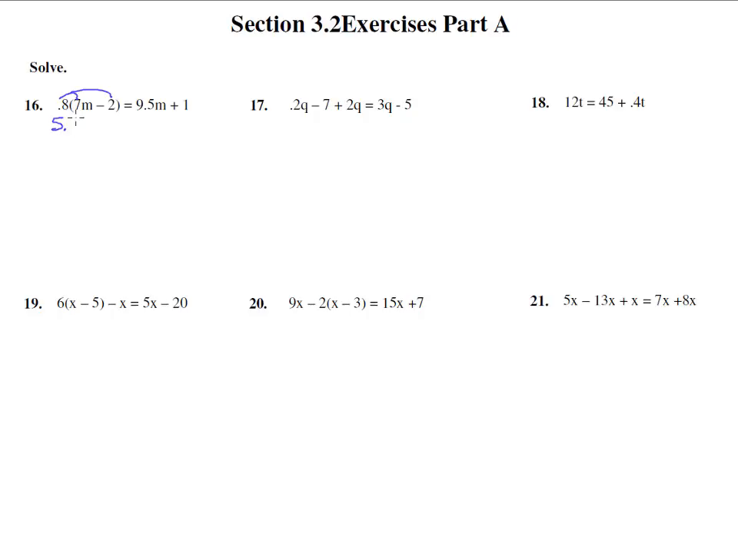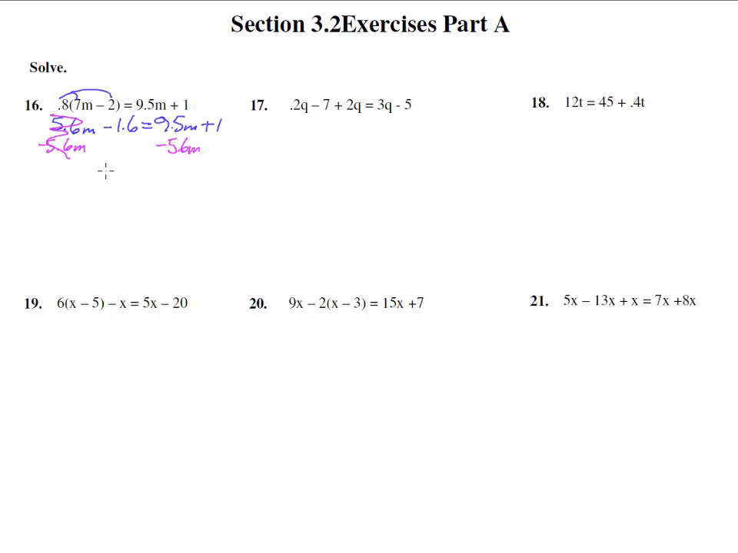And that is 5.6m minus 1.6 equals 9.5m plus 1. Do we have multiple m's to get together? We do. We've got a 5.6m over here and a 9.5m over there. We have to subtract one of them off. So let's subtract off the 5.6m from both sides. We could have pulled everything to the left-hand side, but we've got to pick one of them. So we subtract the 5.6m and it cancels.